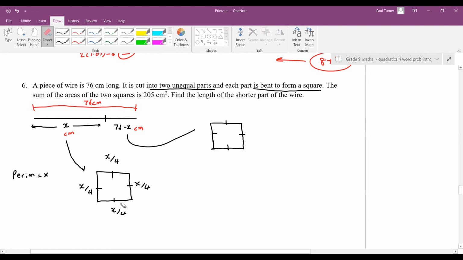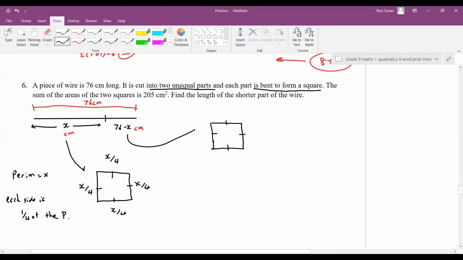But we know that each of the lengths is the same, and they are a quarter of the perimeter. So we could say each side is 1/4 of the perimeter. Okay, so X on 4, X on 4, X on 4, X on 4, like that. So that's the first one. And we do the same to this one.